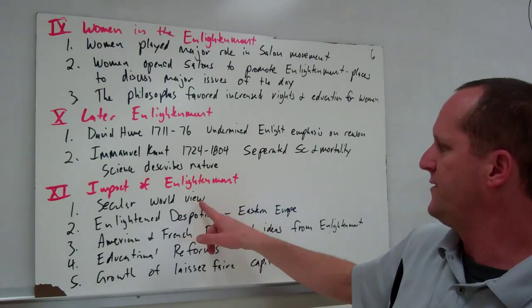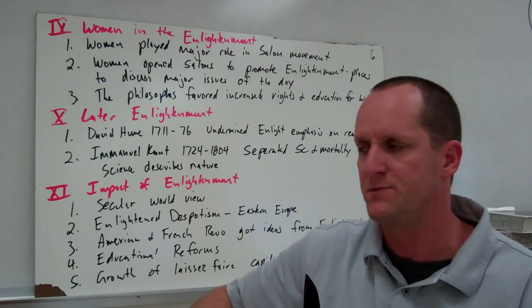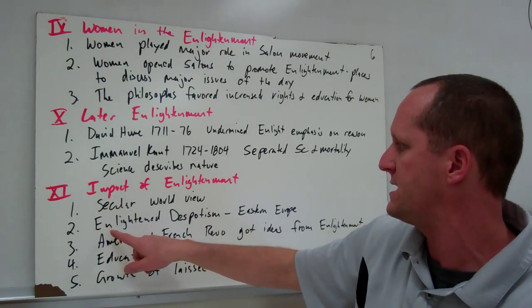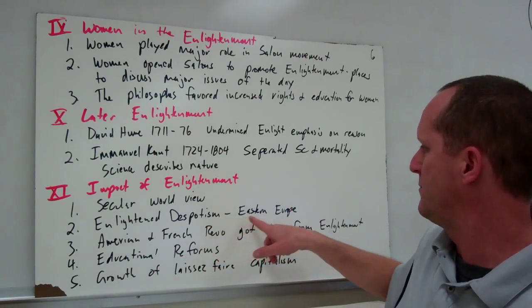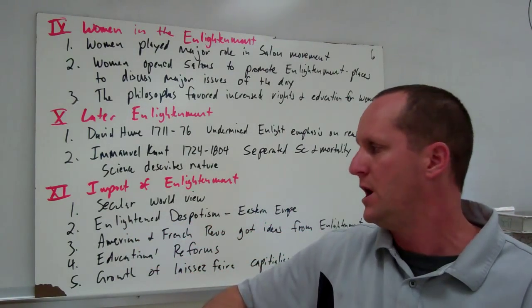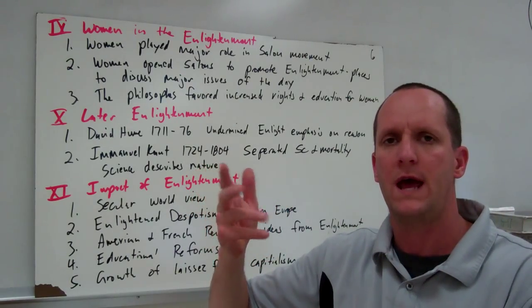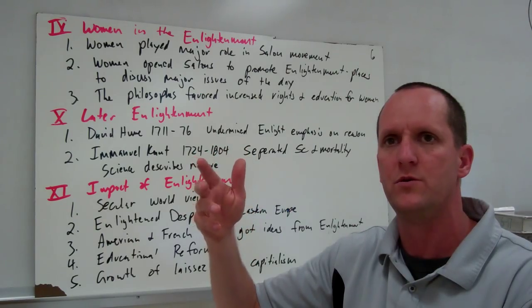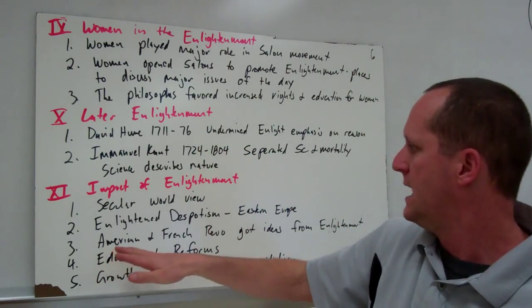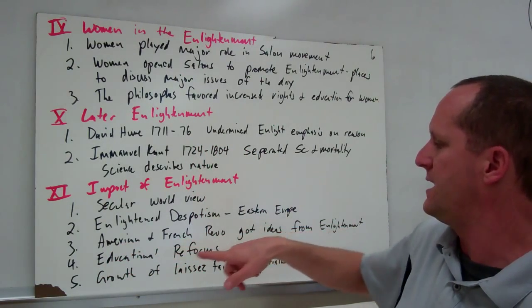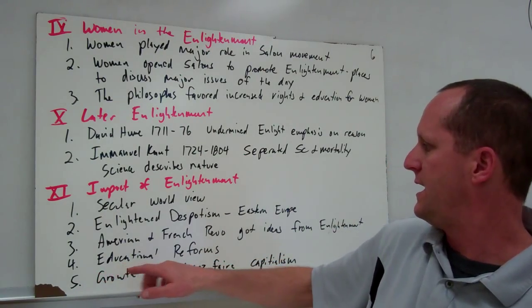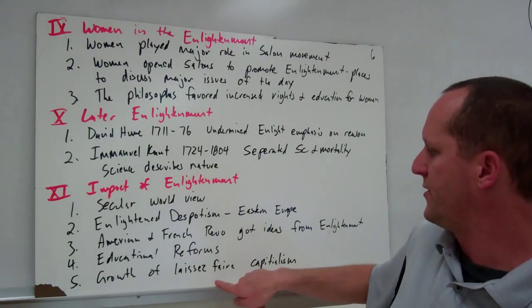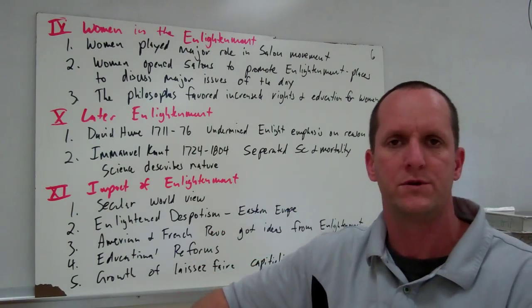The secular worldview was emphasized much, much more than it had been in the past. We had the enlightened despotism, especially in Eastern Europe, where absolutism had not taken place, but those leaders in Eastern Europe wanted to have advancements like the West. American and French Revolution got a lot of ideas from the Enlightenment. We had educational reforms and the growth of laissez-faire, which then turned into capitalism.